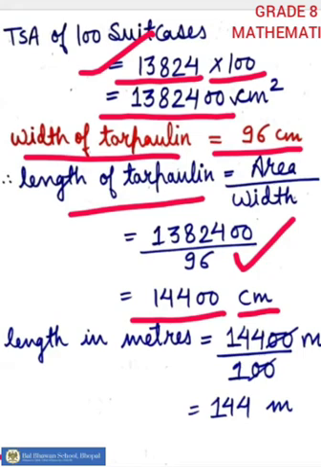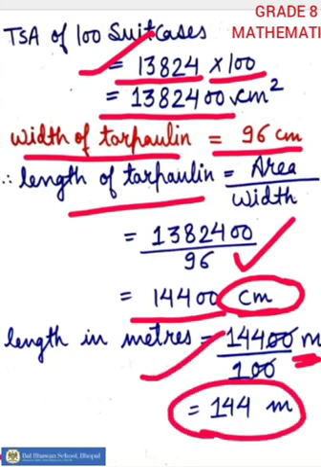But students, in the question it is asked in meters. We have to tell the length of tarpaulin cloth in meters. So, to convert this length from centimeter to meters, I have to divide it by 100. So, here I have divided it by 100 and ultimately I have got 144 meters. So, this is the length of tarpaulin cloth which will be required to cover 100 suitcases.